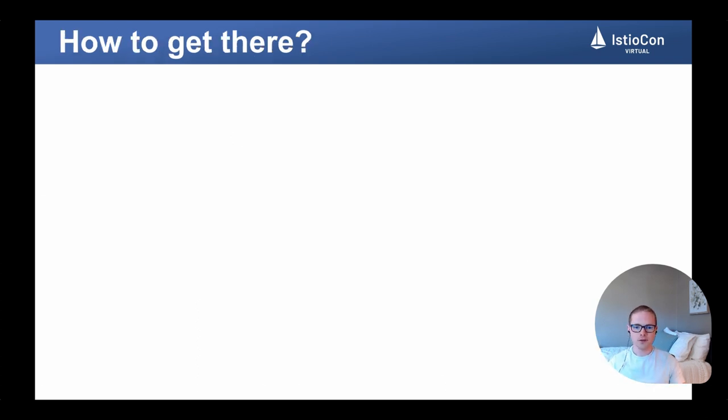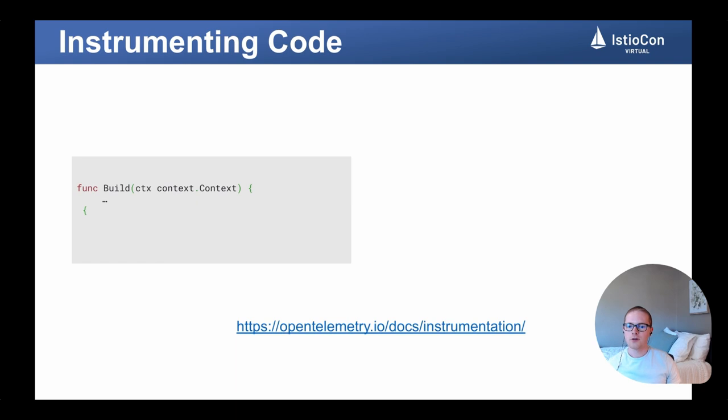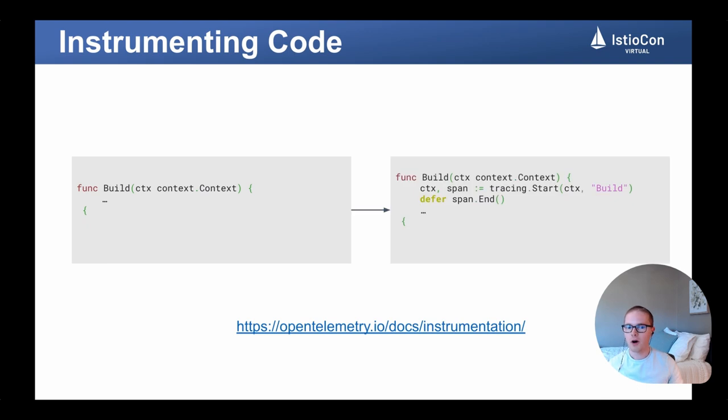So now hopefully you're convinced you want tracing. I'm going to give a lightning fast introduction to how we get there. The first thing you need to do is instrument your code. If you have a function called build, for example, all we need to do to do tracing is pretty minimal. We start a span, which is one unit of tracing, and then eventually we end the span and we propagate that. OpenTelemetry has docs on how to do this with pretty much every language out there, so go check that out for more information.